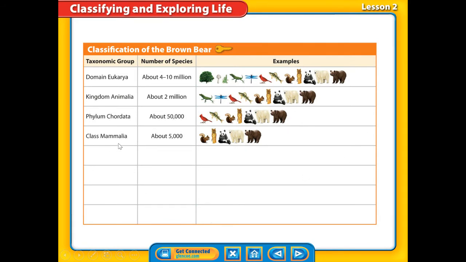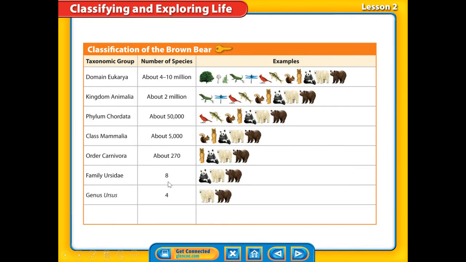Class is Mammalia, the class they belong to. There's about 5,000 types of animals in that class. They belong to the order Carnivora, and there's about 270 species in that order. Their family is Ursidae. Their genus is Ursus, and their species name would be Arctos. And so their scientific name is listed here in 2 words, Ursus arctos. The scientific name is the genus, the first word, and the species is the second word.